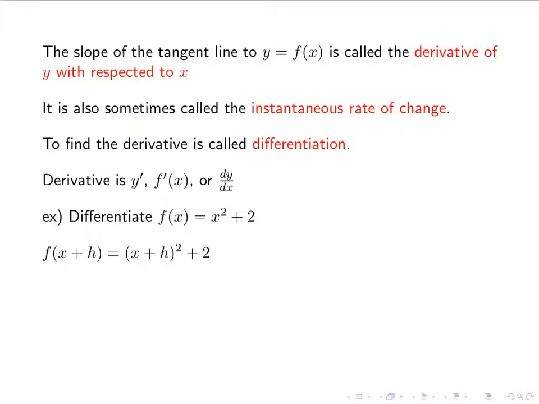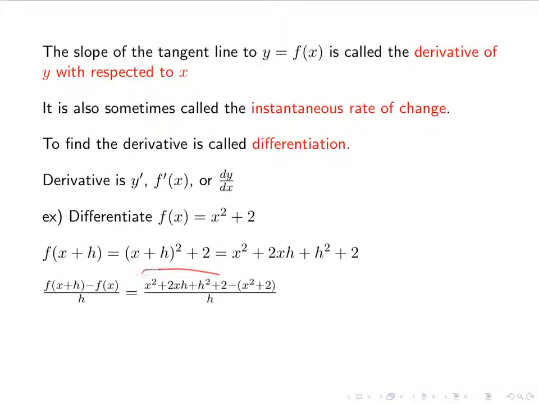Remember, when you're squaring a binomial, you need to FOIL it. So it's x squared plus 2xh plus h squared. Don't forget about the middle, the O and the I from FOIL. And then plus 2. We can't simplify this any further. So now we're going to plug it into the fractional part. We haven't talked about the limit yet. So this is just f of x plus h minus f of x, all over h.